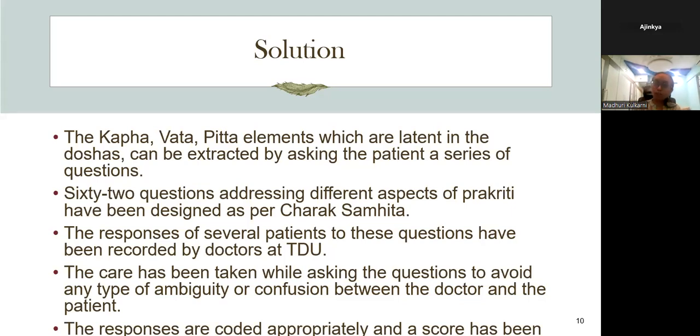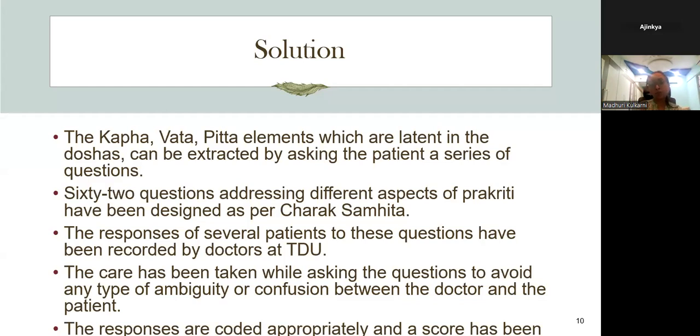Does he urinate often? So all such questions. In all, there are 62 questions. On the basis of these 62 questions, the person's Prakriti is to be identified. The TDU people, my collaborators, have devised a method to calculate a score, meaning the proportion of kapha, vata and pitta a person has, and then accordingly they classify. They call the proportion the kapha score.